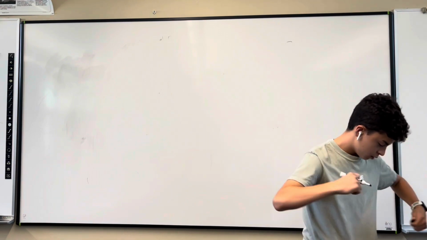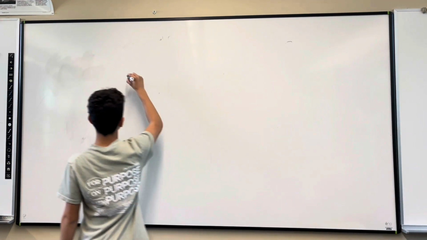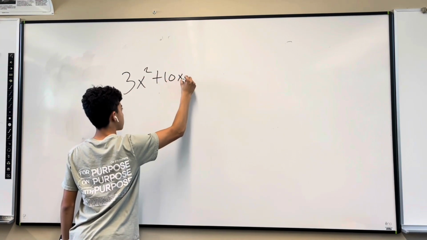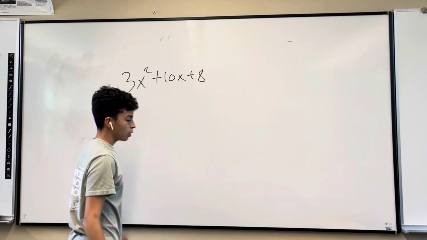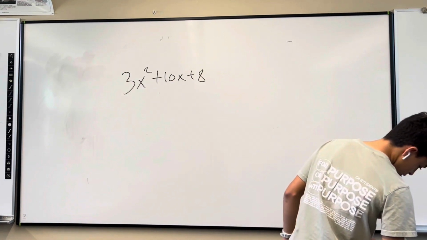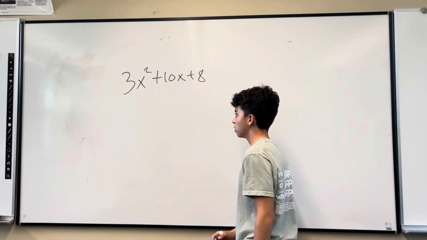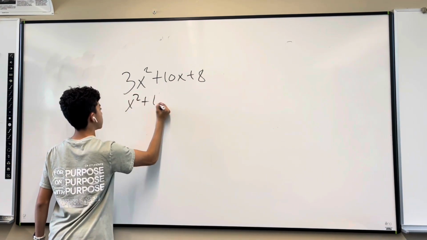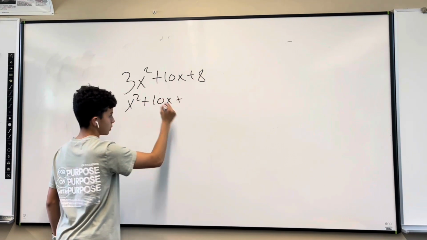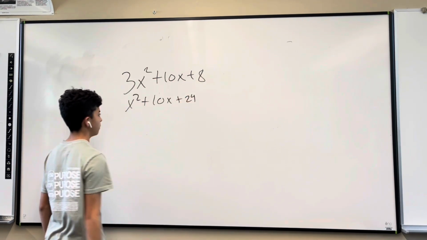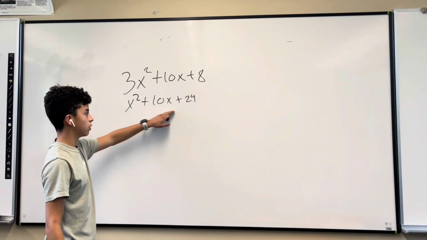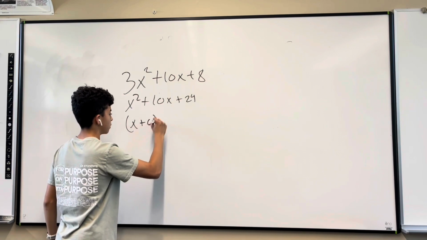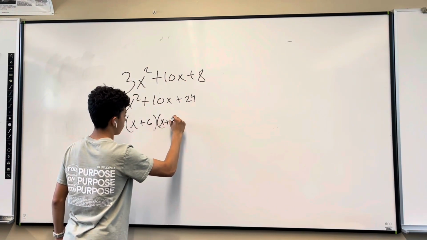So let's do 3x squared plus 10x plus 8. Okay. So we're going to do that example again. 3 times 8. Let's write our equation. 3 times 8, 24. What multiplies to 24 and adds to 10? 6 and 4. x plus 6 and x plus 4.